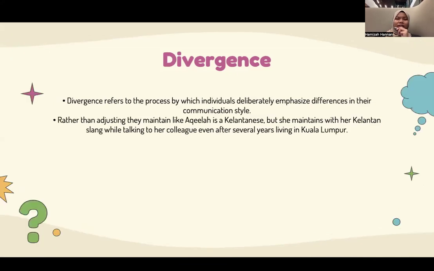So the next one is divergence. We can refer to divergence as a process in which individuals deliberately emphasize differences in their communication style. As an example, rather than adjusting, they maintain their style. Like Akila, she's a Kelantanese, but she maintains her Kelantanese slang or accent. We can call it an accent, native language, while talking to her colleagues, even after several years living in Kuala Lumpur. That's the divergence.